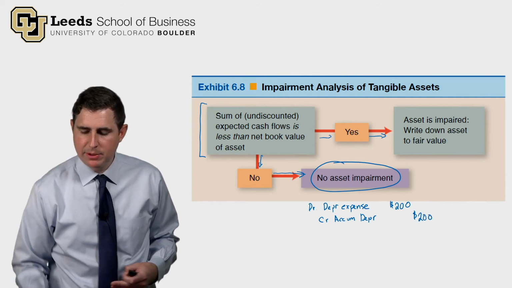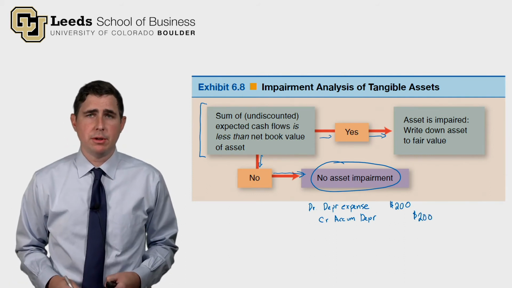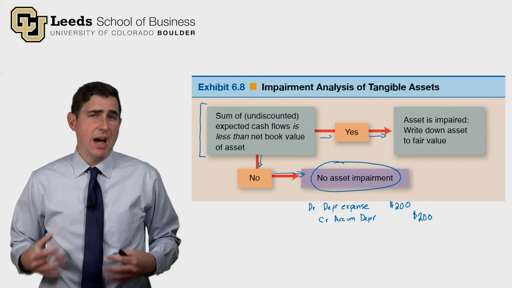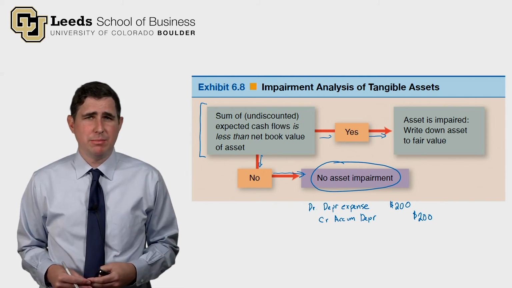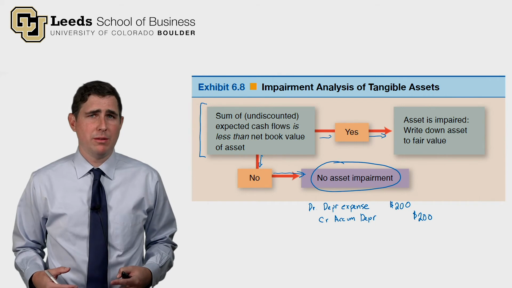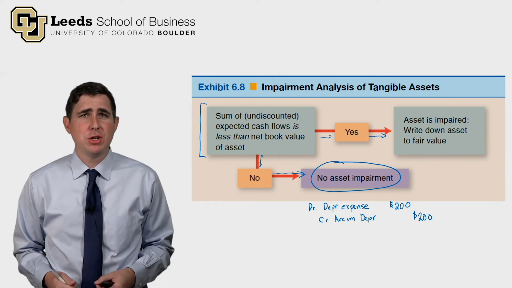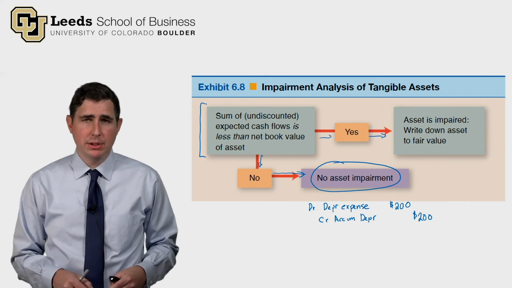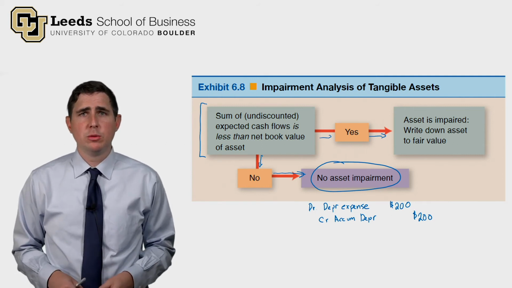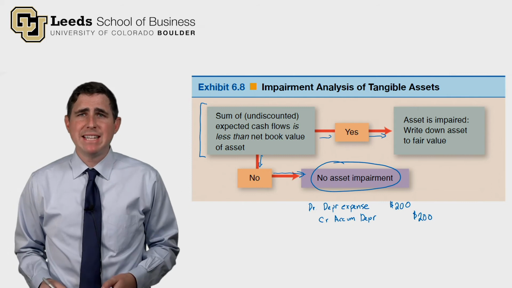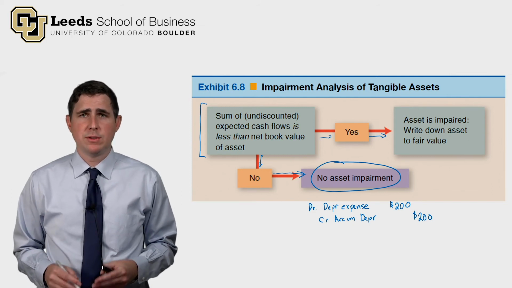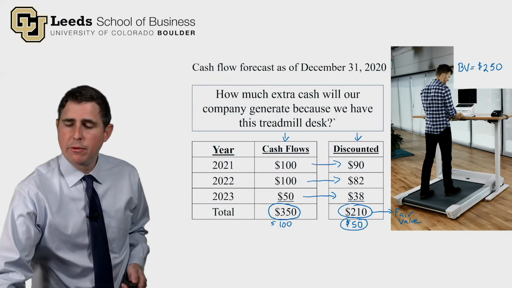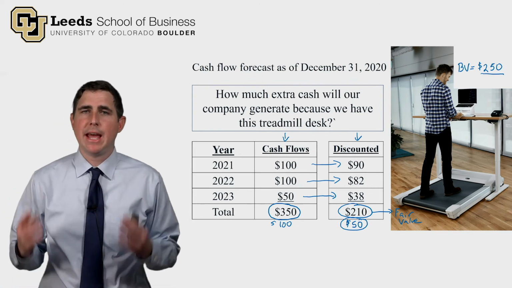This is the same depreciation expense journal entry that we did before. Now we're just accelerating depreciation because this treadmill desk really isn't worth what it used to be. Our straight line depreciation wasn't fast enough. So we do this catch-up entry, a debit to depreciation expense, a credit to accumulated depreciation, to write down the asset's book value to its fair value. So we're writing down this $250 down to $50.